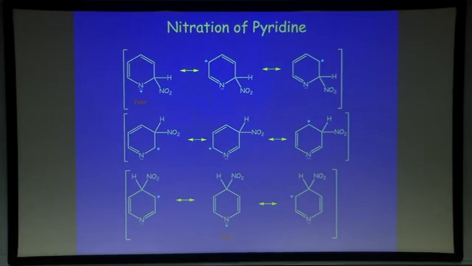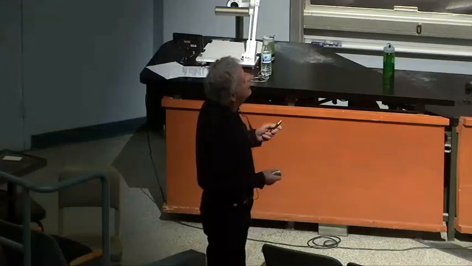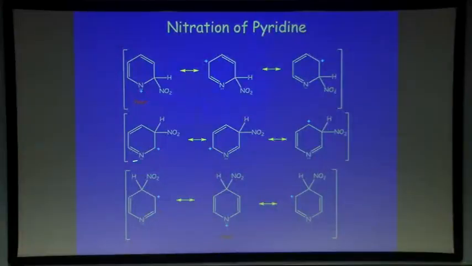But if you go meta, that's the least bad option of the 3. You notice that the plus charge bypasses the nitrogen. So attacking here puts the plus charge here, and here you see the bypass jump, where the plus then by allylic movement moves over here and it moves here. So we have 3 reasonable sextet resonance forms, as opposed to only 2 for the other 2 possibilities. And so this is the one that wins out.